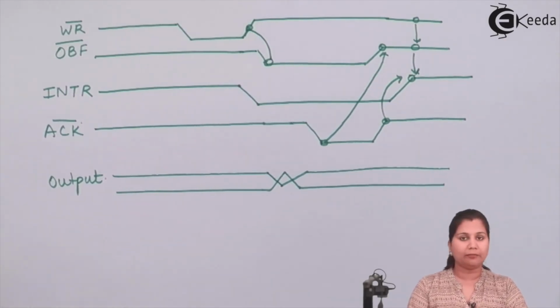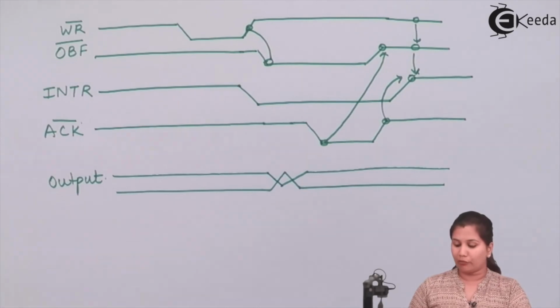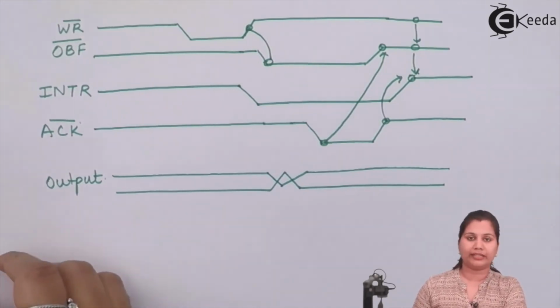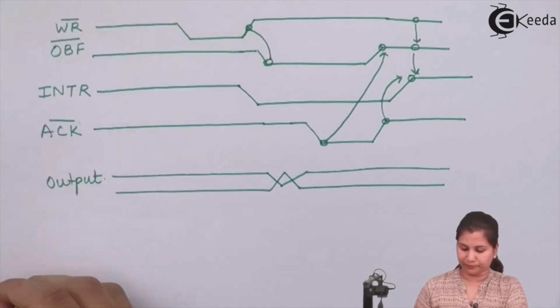So we have studied mode 0 and mode 1. Now we are left with mode 2, which is the bi-directional data transfer mode.